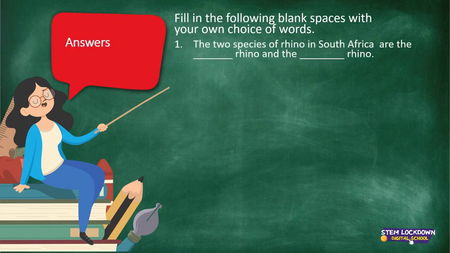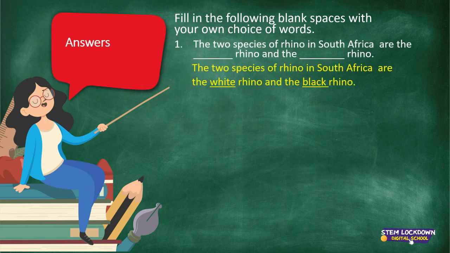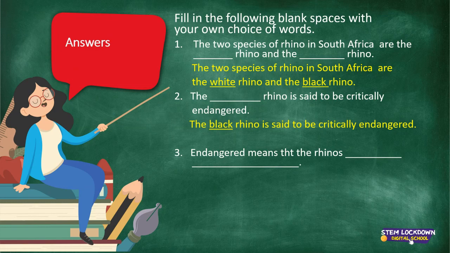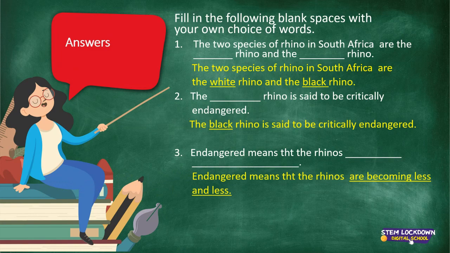So the 2 species of rhino are the white rhino and the black rhino. The white rhino, sorry, is the one that we see the most of in South Africa, the white rhino. But they're both grey. They're difficult to tell apart except, you'll find out just now. Which rhino is critically endangered? The black rhino is said to be critically endangered. Endangered means that the rhinos are becoming less and less.